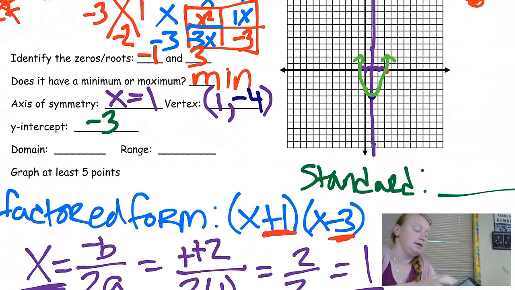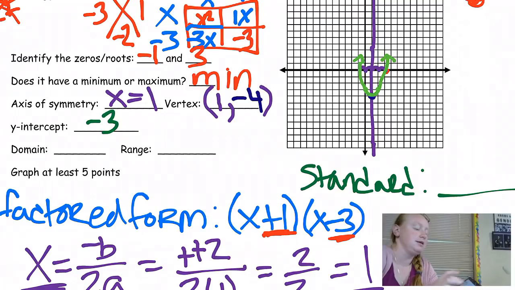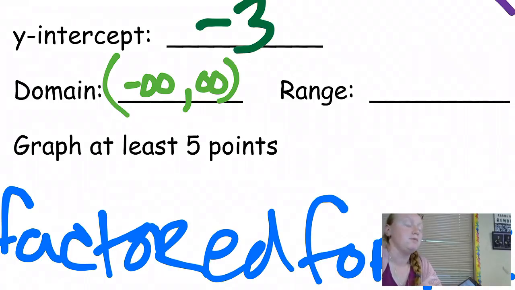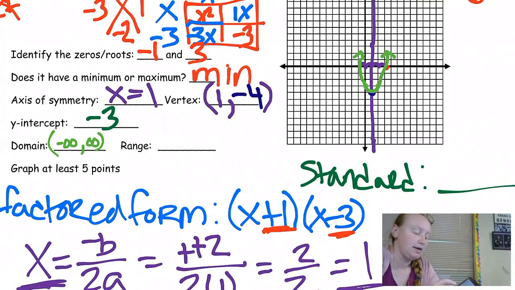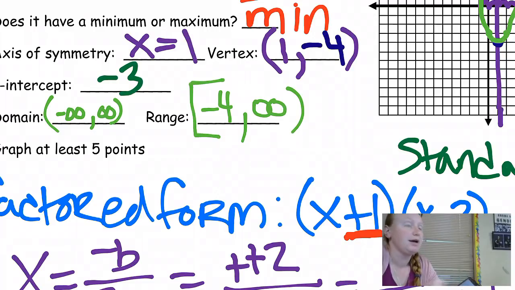My domain is going to be negative infinity to infinity in parentheses. My range is going to be, very bottom is negative 4. Very top is infinity. Infinities get parentheses always. The negative 4 gets a bracket because it is a solid line. It is a solid dot.